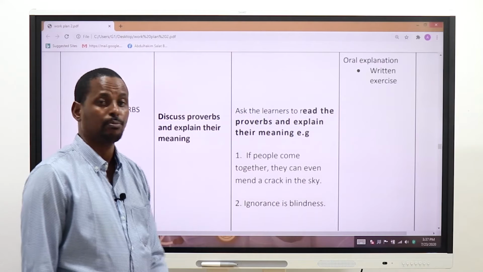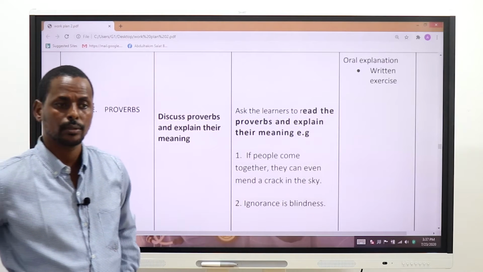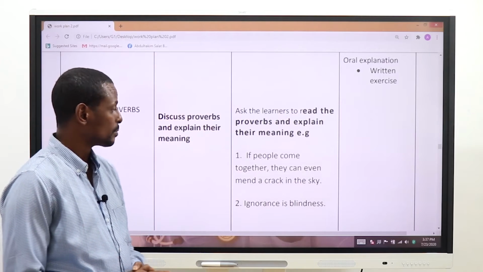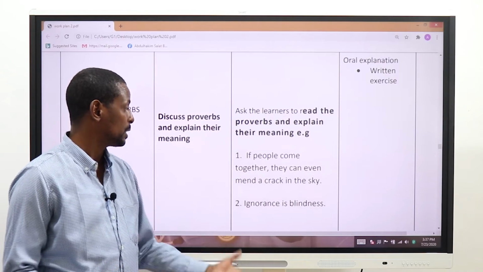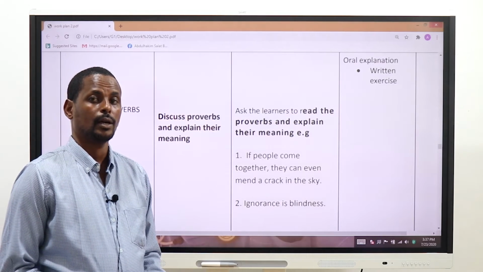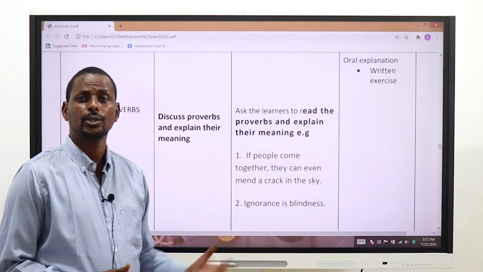What is the importance of proverbs? Ask the students. Why proverbs? Why do we use proverbs? What's the importance? And some of the answers they will give you, note it down. And for you as the teacher, study these journals of literature.